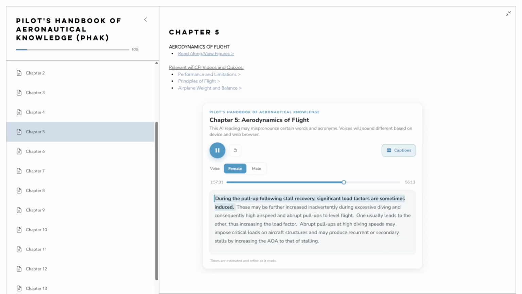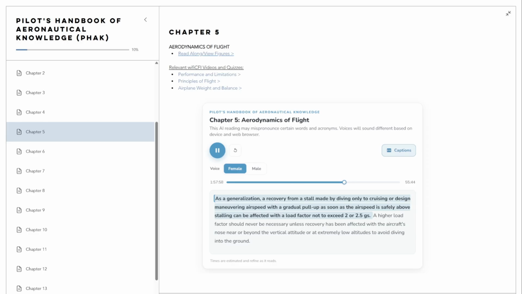During the pull-up following stall recovery, significant load factors are sometimes induced. These may be further increased inadvertently during excessive diving and consequently high airspeed and abrupt pull-ups to level flight. One usually leads to the other, thus increasing the load factor. Abrupt pull-ups at high diving speeds may impose critical loads on aircraft structures and may produce recurrent or secondary stalls by increasing the AOA to that of stalling.